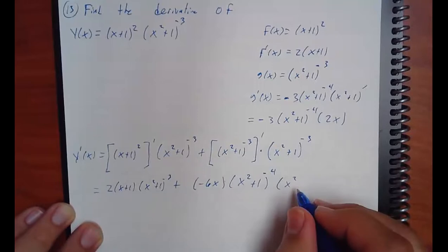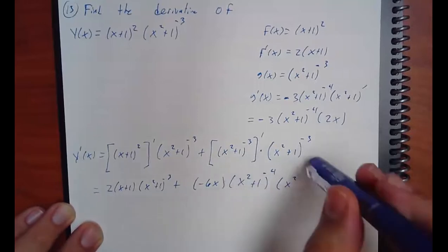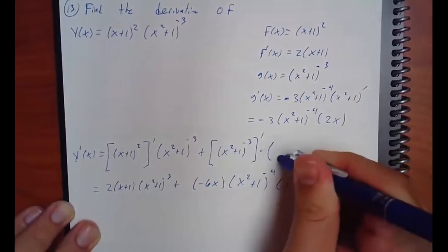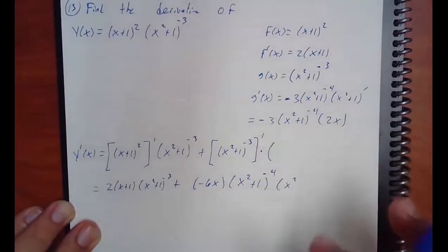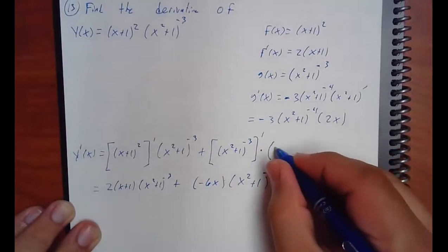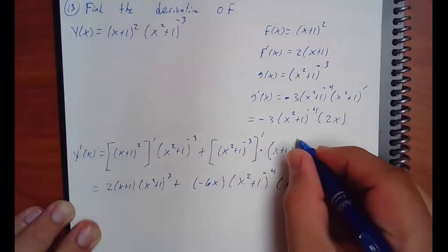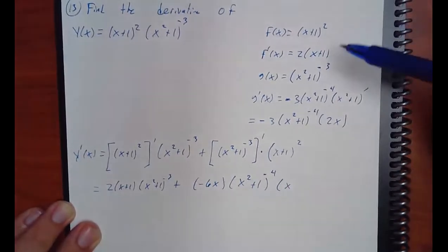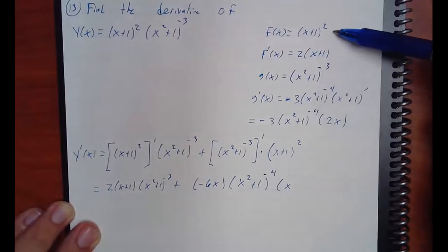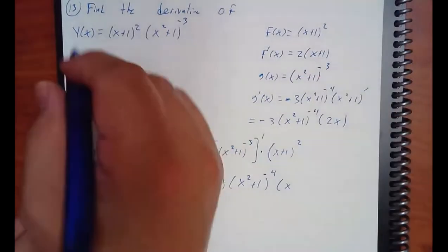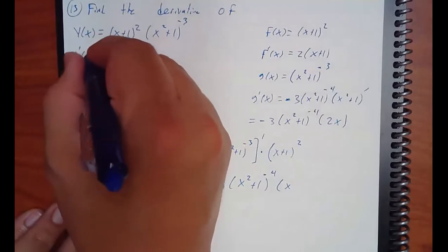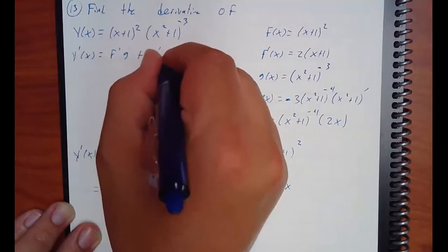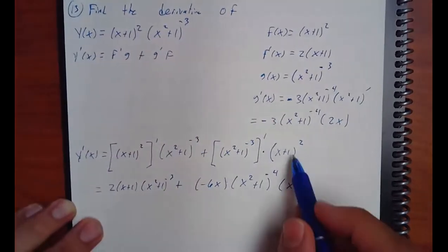Wait, wrote it twice. This should be x plus 1 right here. That would be x plus 1 squared. There we go. That's f. Because this derivative would be f prime g plus g prime f, right? There's f.